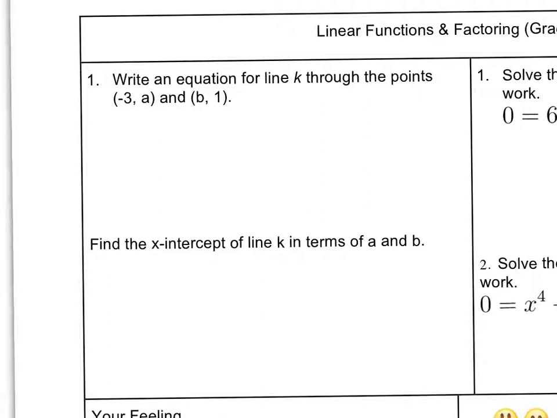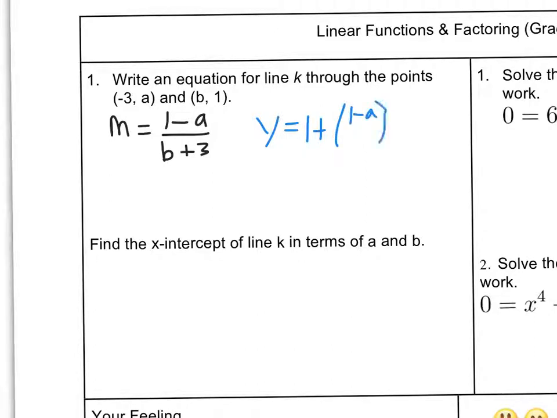At this point, I hope that we know that we need to find a slope, and that's going to be something like 1 minus a over b plus 3. And hopefully we're going to use point slope form because it's a little bit easier for us to work with. You could either start with b comma 1, as I'm going to do, and do y equals 1 plus 1 minus a over b plus 3 times the quantity x minus b, totally fine.